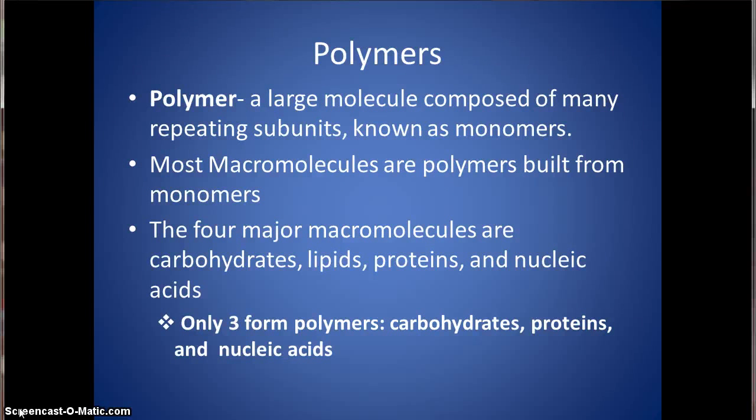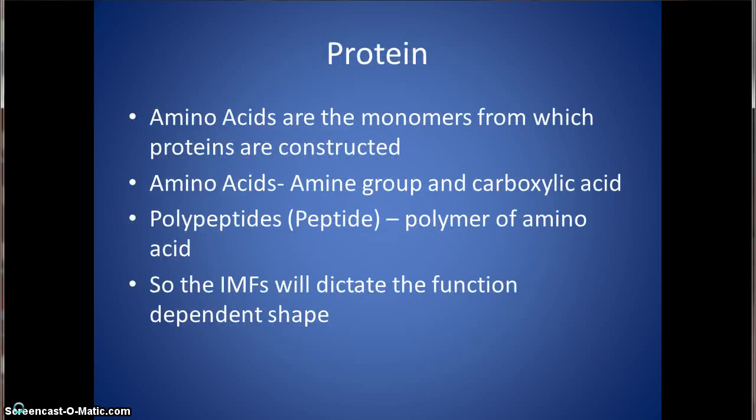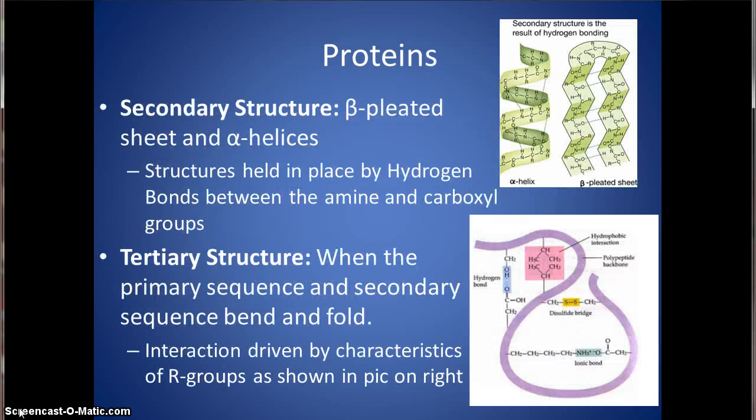Polymers are large molecules composed of monomers, and most macromolecules are polymers. That's why the main discussion with this is biochemistry and macromolecules. The three main polymers of macromolecules are carbohydrates, proteins, and nucleic acids. For proteins, amino acids are the monomers, and combined they make polymers and peptides, of course. The IMFs in proteins dictate the shape and the different structures.